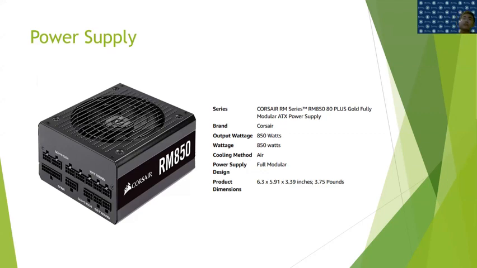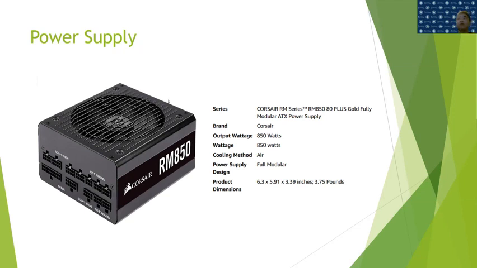The 2 major things you should pay attention to in the power supply are the output wattage and the power supply design. The output wattage is self-explanatory, which just shows how much power it puts out in watts. You want this number to exceed the amount of power your computer uses, which we'll talk more about later. Then next, the power supply design is measured in whether the supply is fully modular, semi-modular, or non-modular.